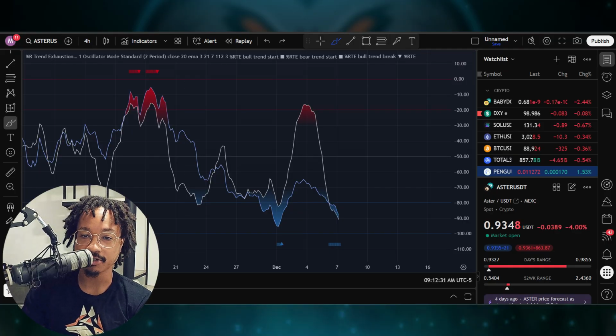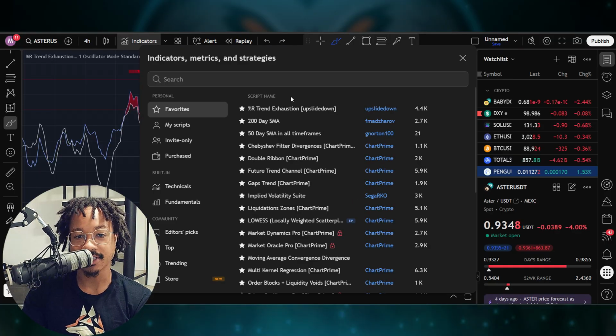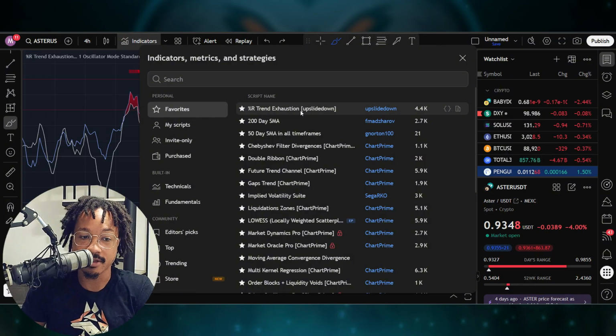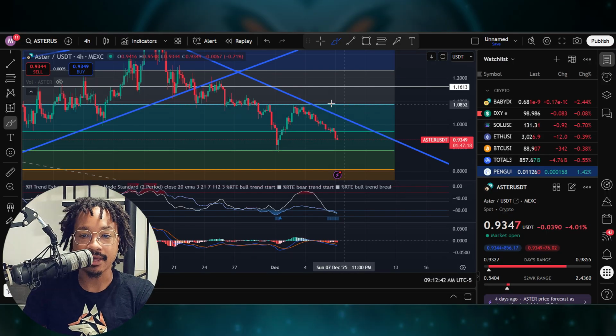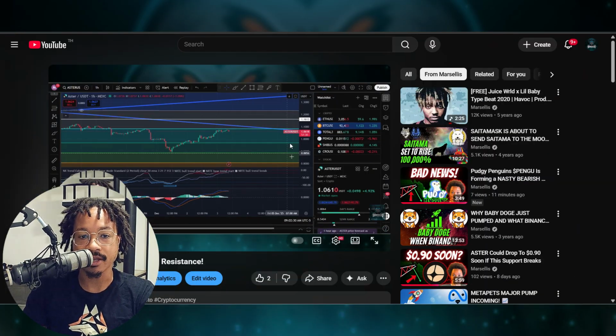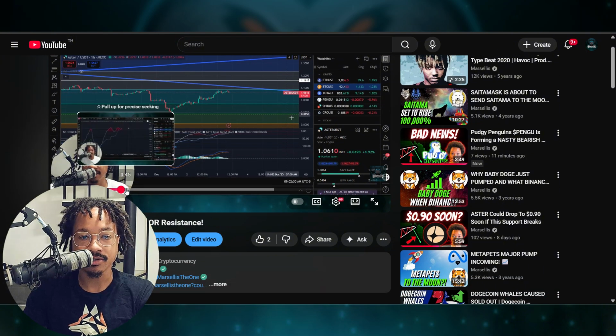I love the %R trend exhaustion. Again, I shout this out every time, and it's a free indicator. So if you guys want to use it, it's %R trend exhaustion by UpSlideDown. But yeah, I like this indicator because I always use it.